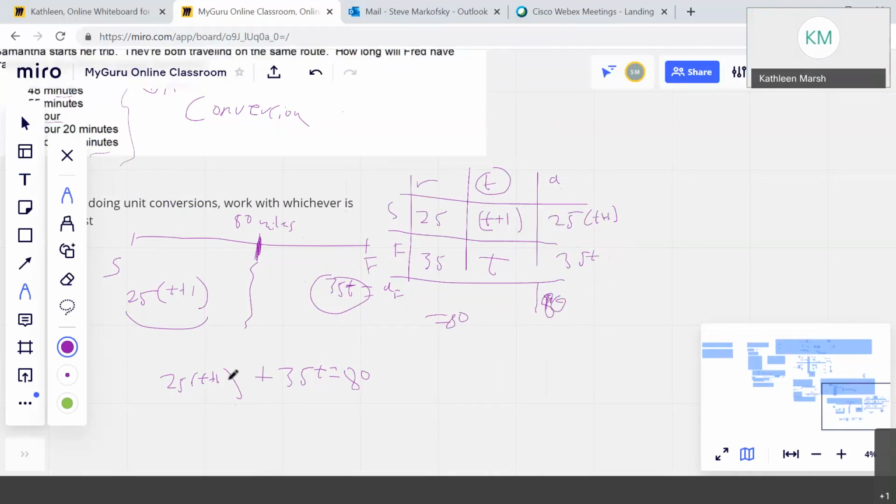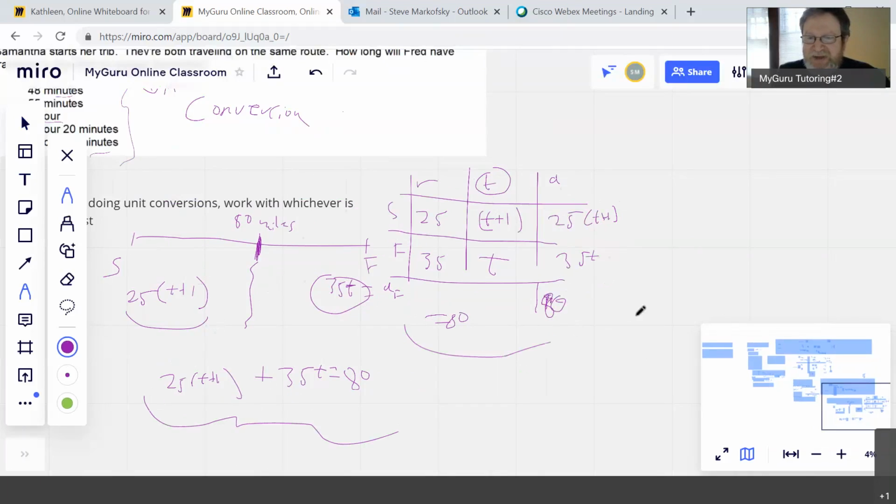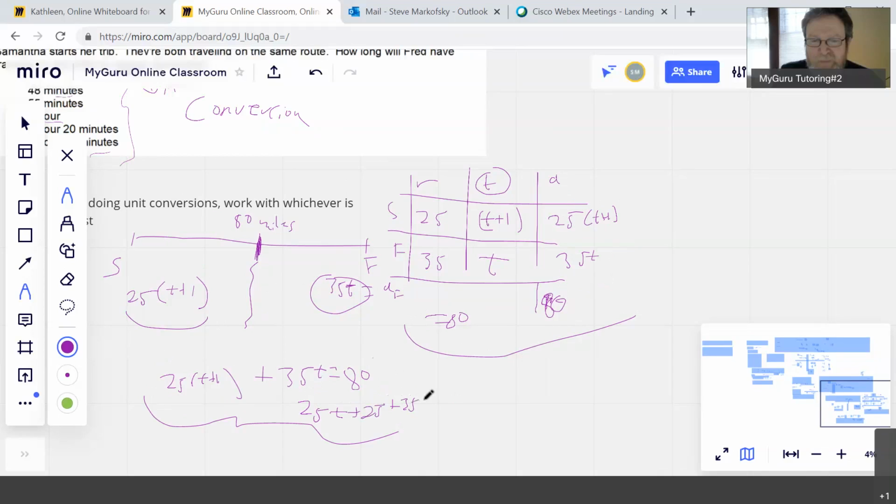So whether you do it with this picture here linearly, or you do it with a table, it doesn't matter. Same thing. Now you simply do the math. 25t plus 25 plus 35t equals 80. So then 60t will equal 55. Our t then equals 55 out of 60.